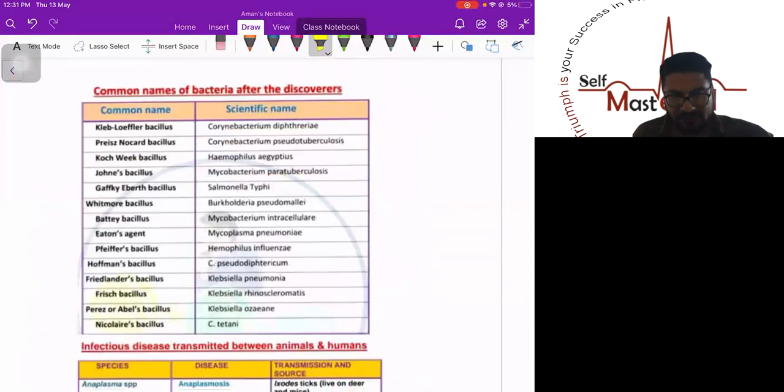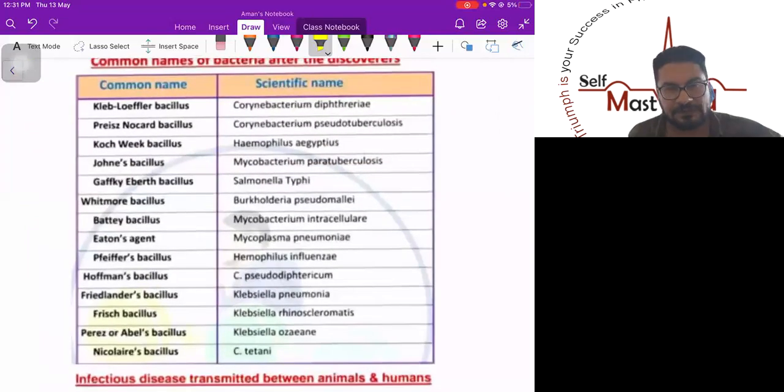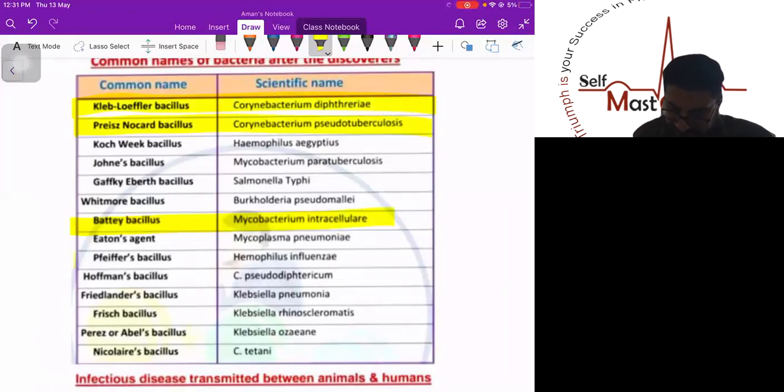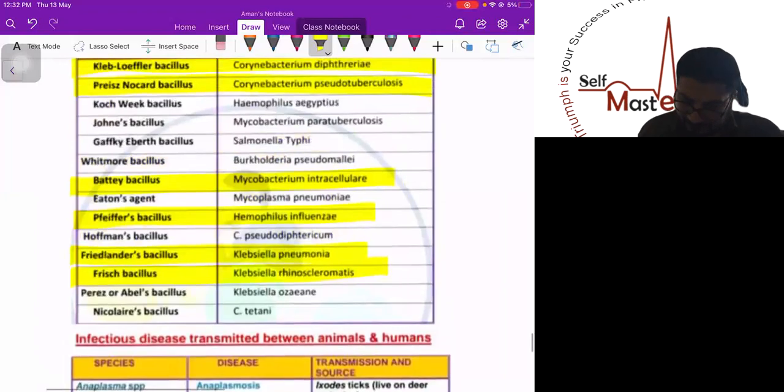Okay, so then sometimes they ask a question related to the bacteria with their names of scientists. So they can ask you a question on Klebs-Loeffler bacillus, diphtheria, Preisz-Nocard bacillus, Corynebacterium pseudotuberculosis. Then the important one is Battey bacillus, that is Mycobacterium avium intracellulare, Pfeiffer's bacillus, Haemophilus influenzae, Friedlander's bacillus, Klebsiella pneumoniae, Frisch bacillus, Klebsiella rhinoscleromatis. So these are some named bacteria that you should remember. And Koch's bacillus, this is your TB. Mycobacterium tuberculosis is called Koch's bacillus.